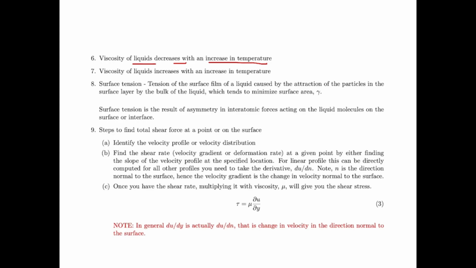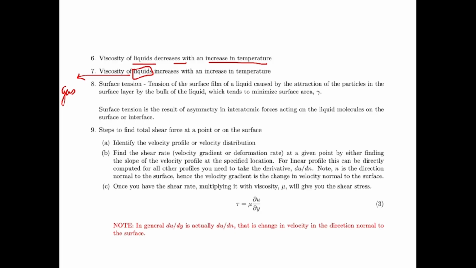I think that this is wrong, this should have been gas. So there's a typo here, so this should be gas. Viscosity of gas increases with increase in temperature. Okay, so gas behaves opposite to liquids. That's the best way or easiest way to remember it.